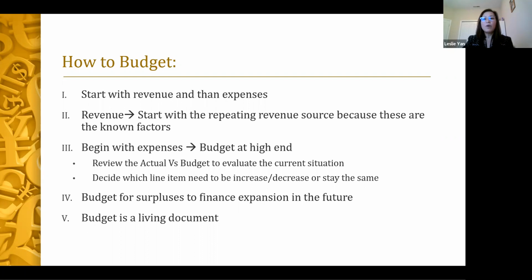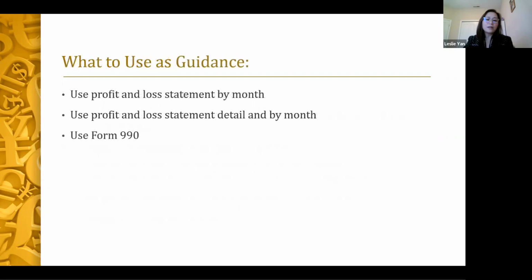Some people have asked me, what should I use as guidance for budgets? I always use the profit and loss statement by month. That gives me a summary of my financial situation. And for preparing the budget, I like to use the profit and loss statement detail by month. That way I can see the individual line items, the status of my expenses, how much I already spent for that line item, and how much budget I still have for that line item, so I can do a better projection for next fiscal year.